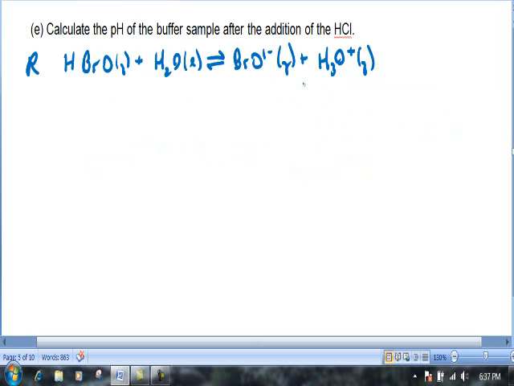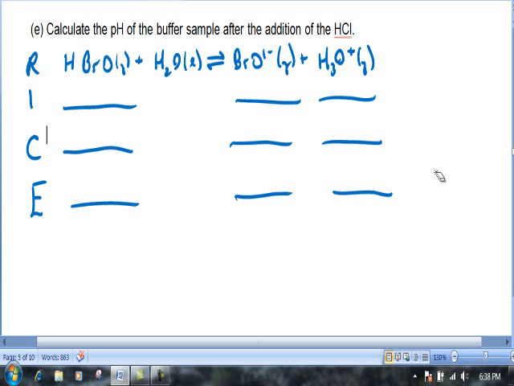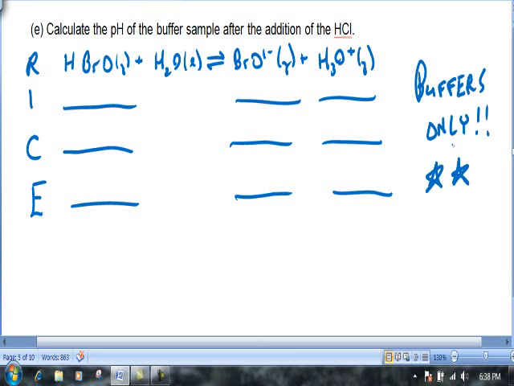To calculate the pH of the buffer sample after we've added the HCl, we'll utilize the RICE strategy. Our reaction for the hypobromous acid hypobromite ion buffer is the same as we'd have for the weak acid. That's our R value in the RICE strategy. The next part for buffers is something unique to buffer systems. That is, for buffers only, we can do the equilibrium using moles.